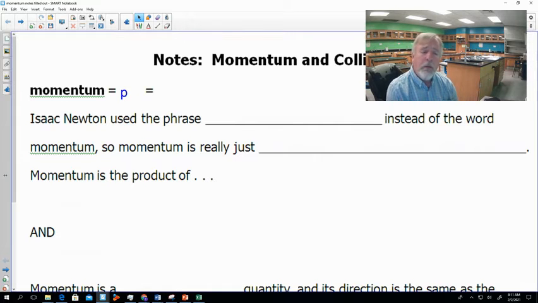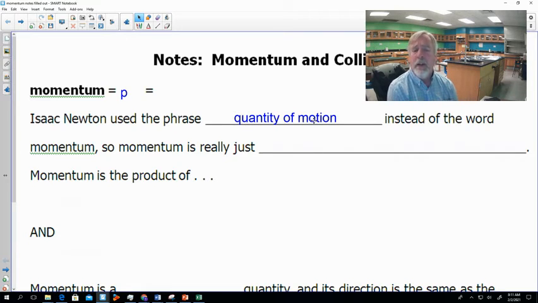Now, I want to start with a little bit about Isaac Newton. When he was deriving his calculations, his formulas rather, his laws of motion, he was thinking of this concept. He didn't have a name for it, we call it momentum. But to describe what he was trying to get at, he used the phrase quantity of motion. Quantity of motion. So let's think about what that might mean. How much motion does something have?